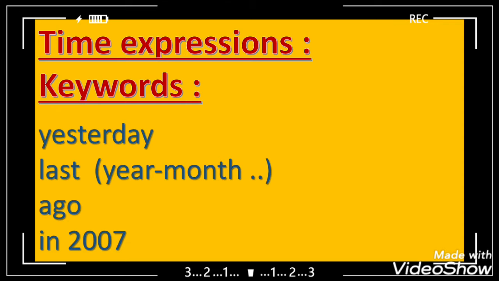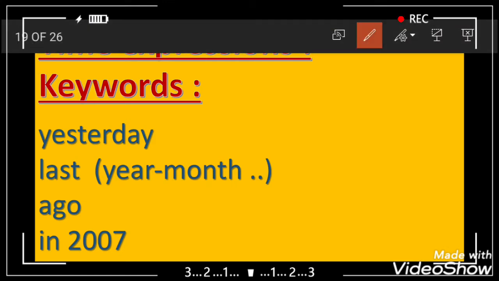And the other group is irregular verbs, verbs that completely change, and we are going to talk about them in this video. But before talking about them, we have time expressions or keywords. Whenever we see them, we have to use the past simple. Words indicating past. What are these time expressions? We have yesterday, last year, last month, last Sunday, ago, and in any year in the past, in 2007, in 2016, in 2019.